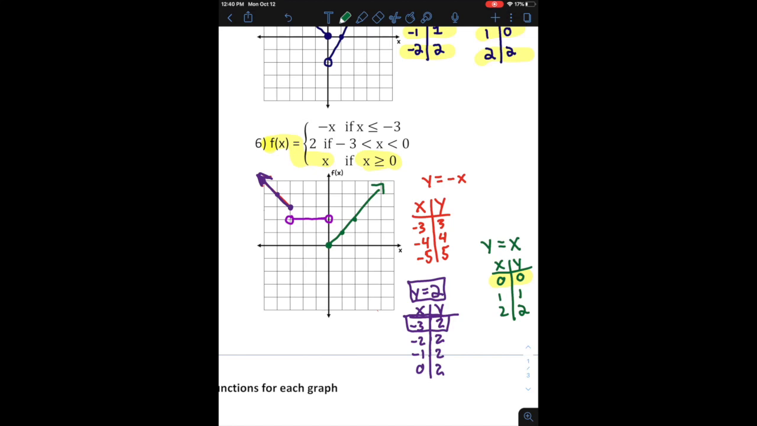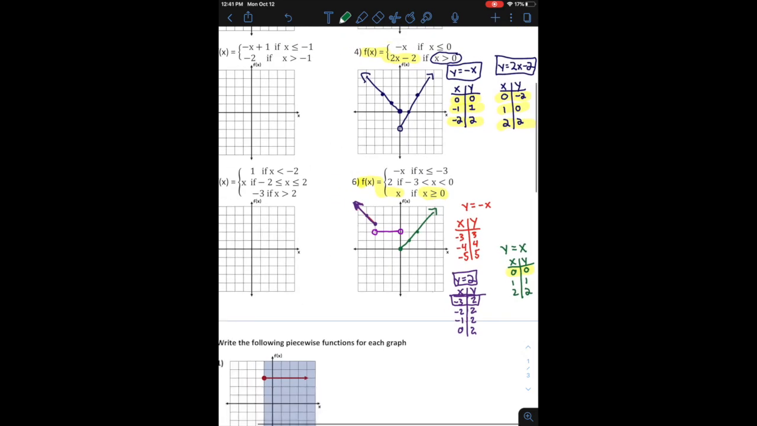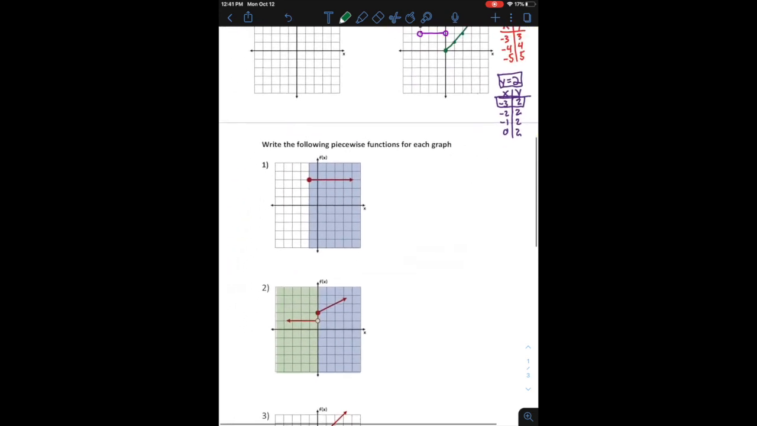This is really as difficult as it gets, when we get 3 pieces on the same graph. You guys could graph and erase if you wish, or you could just do a table for all of them, okay?